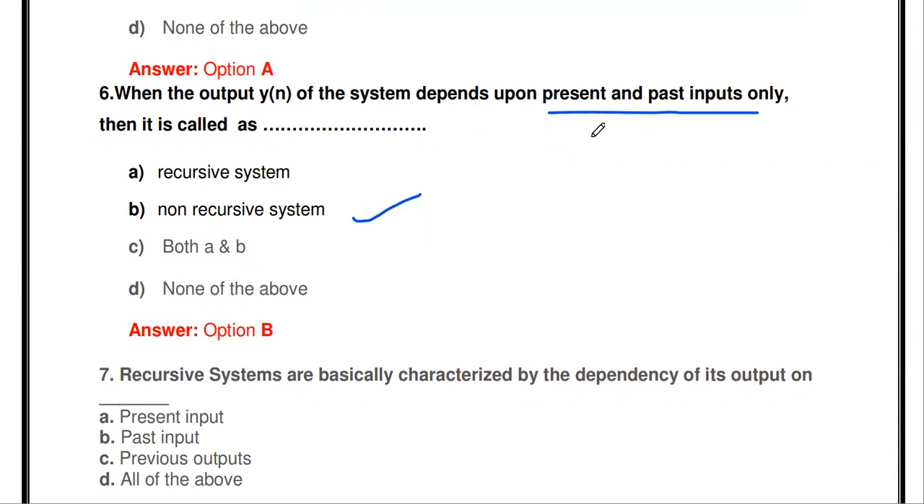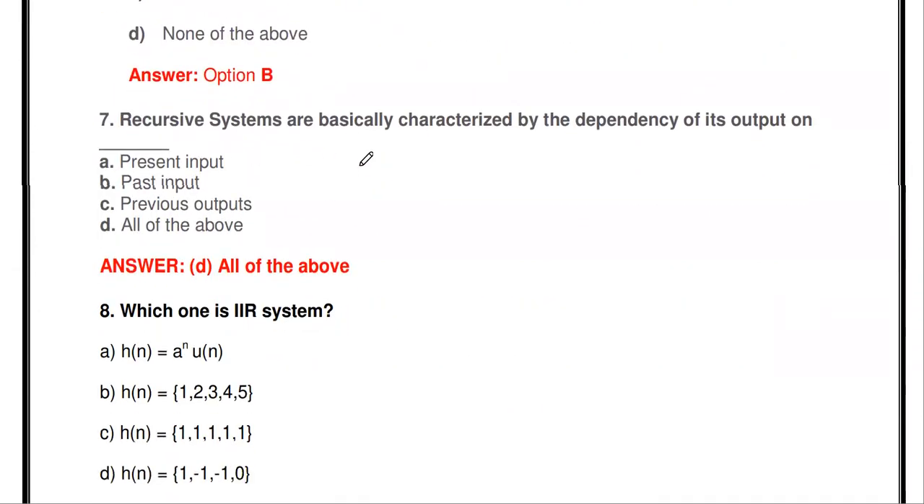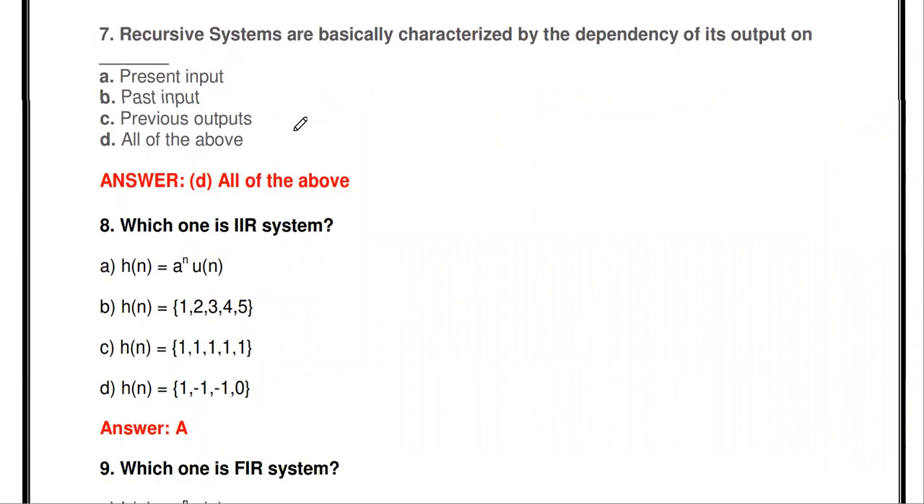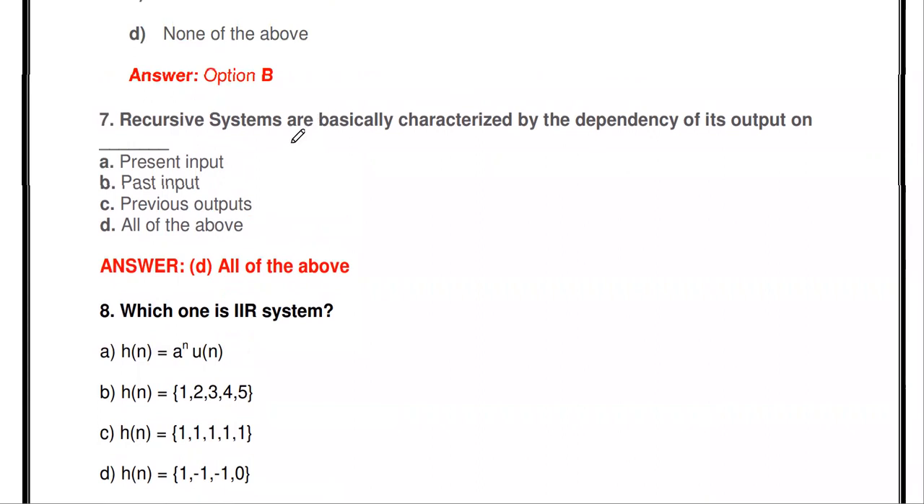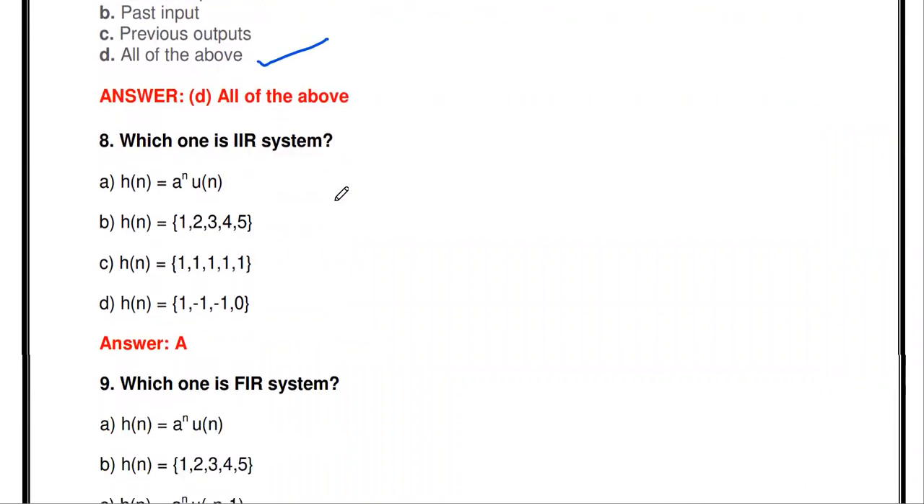Does not depend upon the past output, which means it is called a non-recursive system. The next one: recursive systems are basically characterized by the dependency of their output on dash. A recursive system means the system output depends upon present input, past input, and past outputs. So you see, it depends upon present input, past input, previous output, all of the above. It depends upon all these three. It is a recursive system.